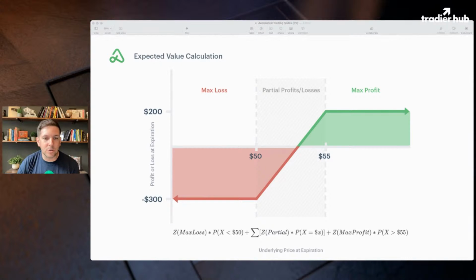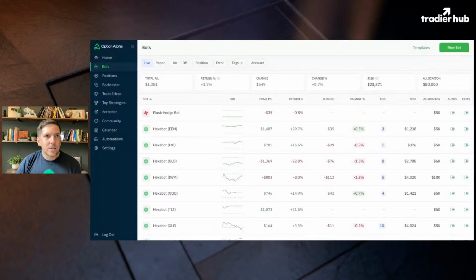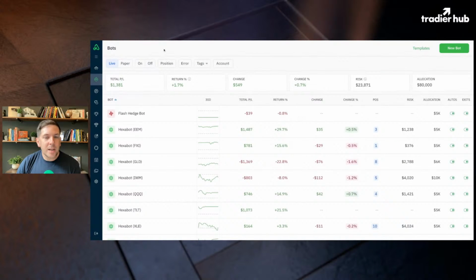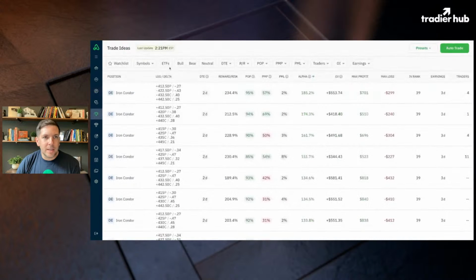So let me switch over to the computer now. Let me just stop that one. Let me switch over here. And I'm going to show you Option Alpha. Hopefully this works. There we go. Okay, switch over to that one, guys. Okay, cool. So here inside of Option Alpha, we do that calculation for you, essentially. I'm going to go over here to positions. Actually, I'll go over here to trade ideas.